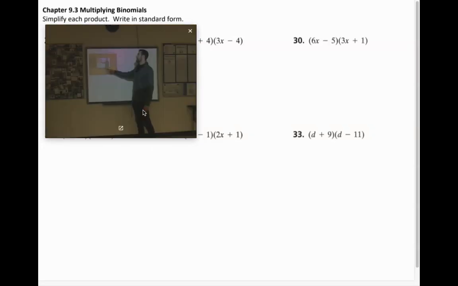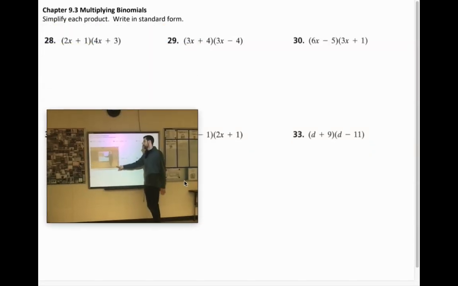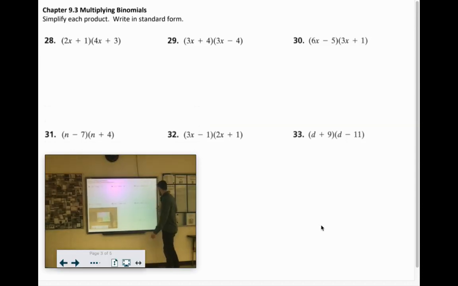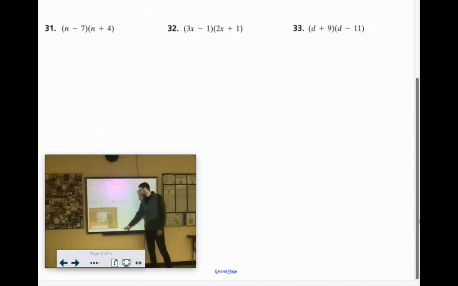We're in section 9.3. We're going to do number 32 together, and we're going to do it by foiling. And remember, foiling is essentially distributing everything from one set of parentheses to everything in the other set of parentheses. So if we're doing 32 and we're doing FOIL, that stands for first, outer, inner, last.